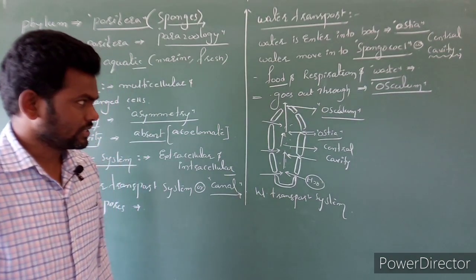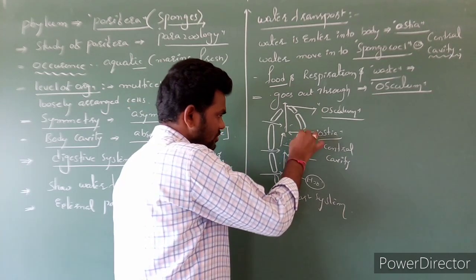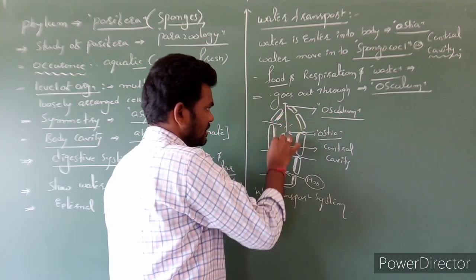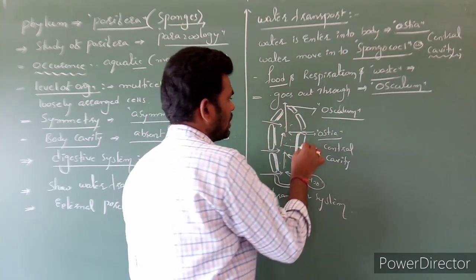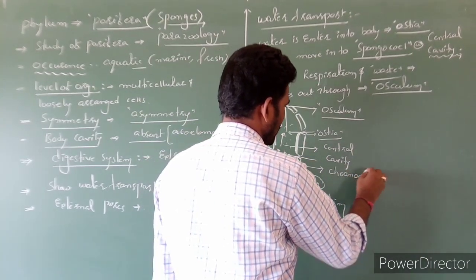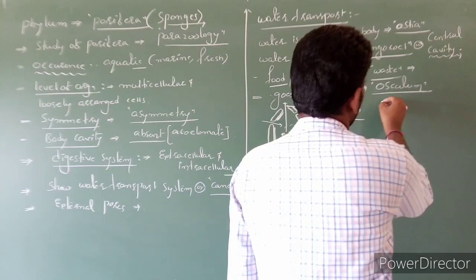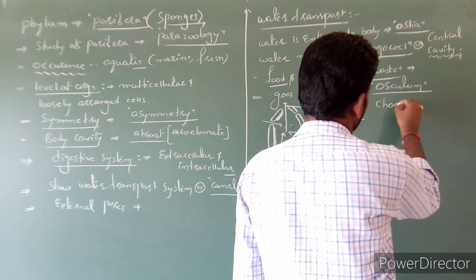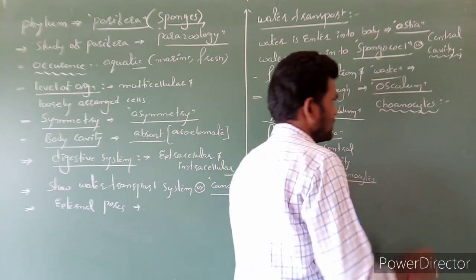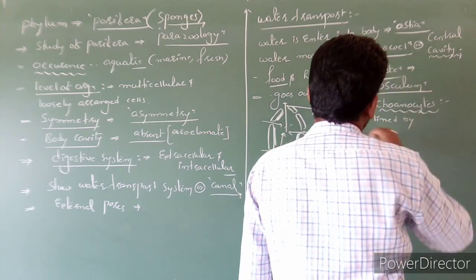Clear? Next, on the inner side here, some specialized cells are present. Such cells are called choanocytes. Choanocytes are lined by the spongocoel.